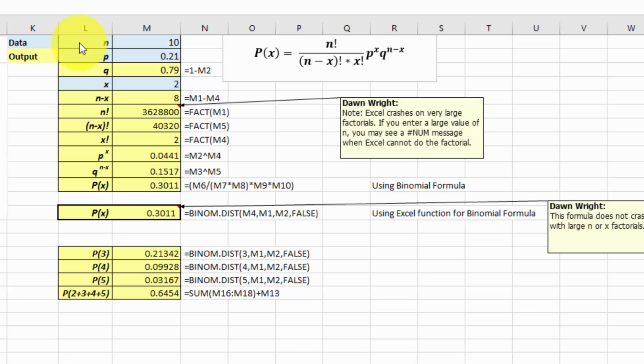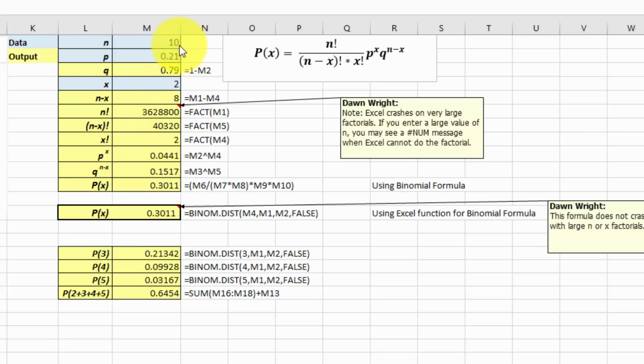In my color code, blue is input values, yellow are output values, things that are calculated. I put in my n and my p, calculated q, which is 1 minus p. My x, initially, the value they're looking for is 2. N minus x calculated is just 10 minus 2, which gives 8. I calculate n factorial, which is just 10 factorial.